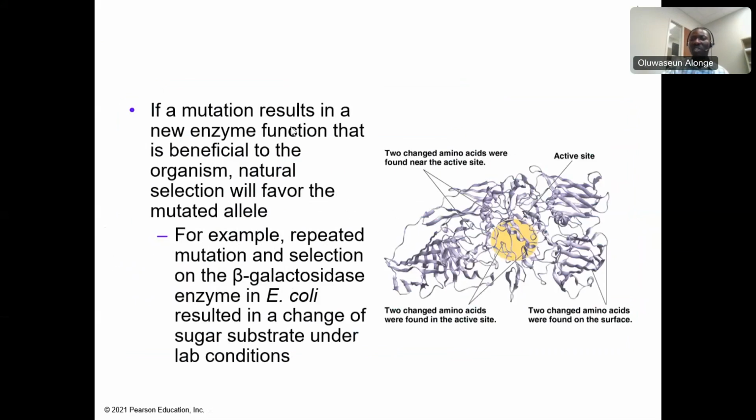Now, if a mutation results in a new enzyme function, this can be beneficial, like when somebody is resistant or does not have the allergic reaction that some people have, for instance. For instance, repeated mutation and selection of the beta galactosidase enzyme in E. coli resulted in a change in sugar substrate under lab conditions. So these are changes that happen.